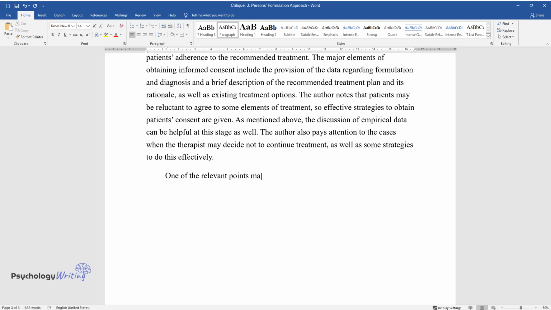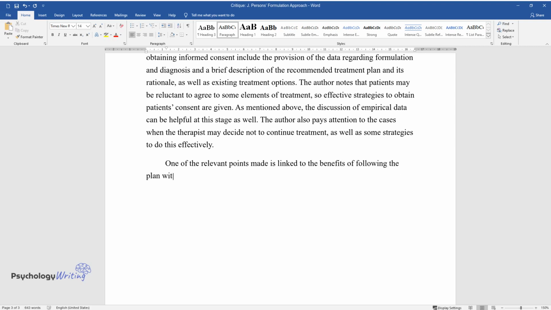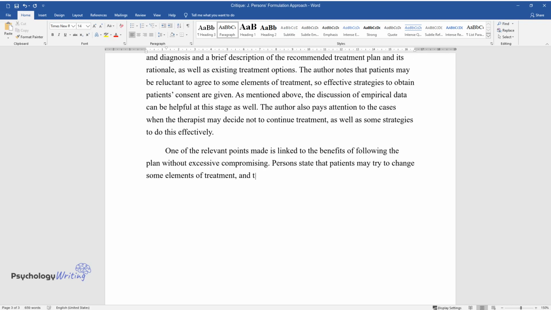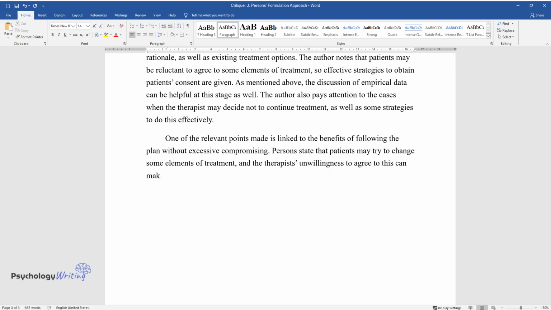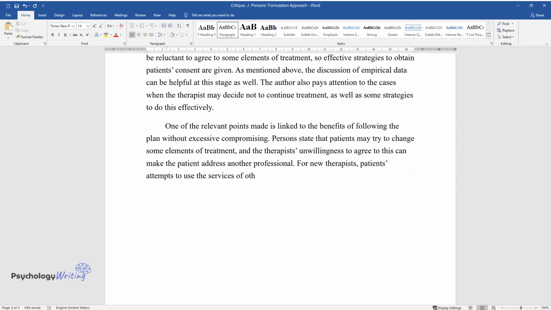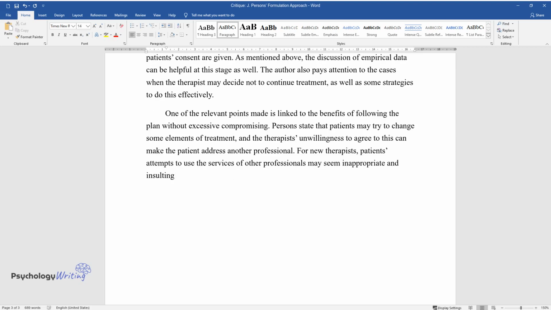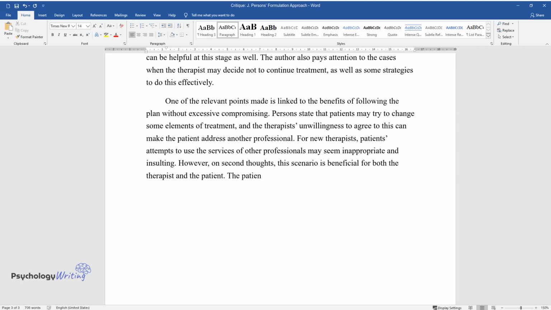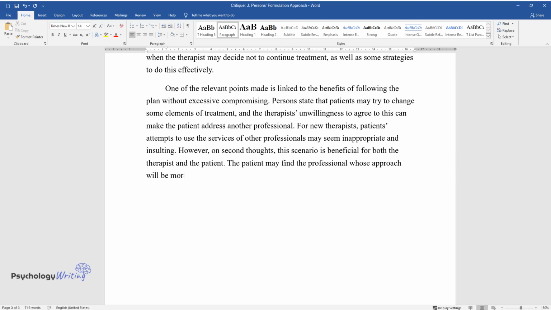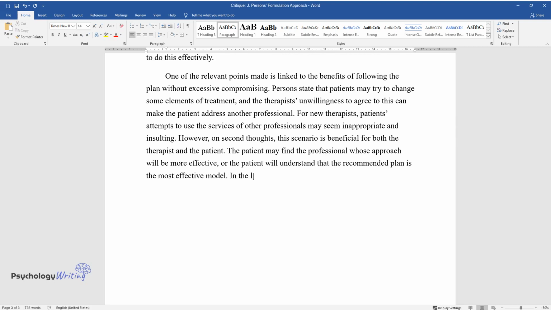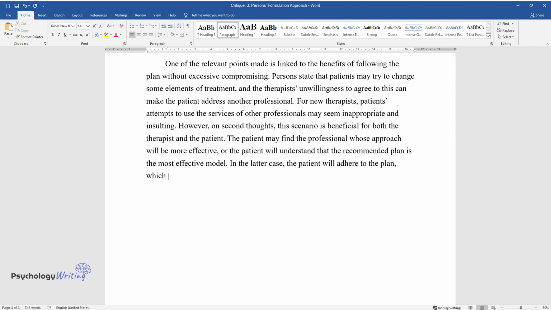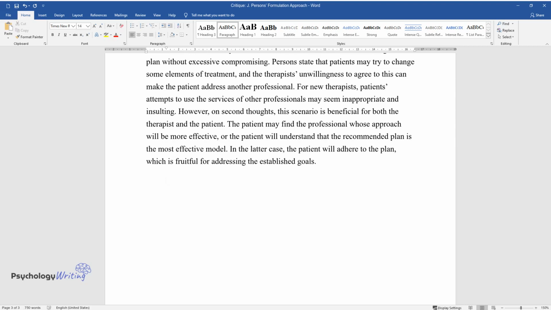One of the relevant points made is linked to the benefits of following the plan without excessive compromising. Persons state that patients may try to change some elements of treatment, and the therapist's unwillingness to agree to this can make the patient address another professional. For new therapists, patients' attempts to use the services of other professionals may seem inappropriate and insulting. However, on second thoughts, this scenario is beneficial for both the therapist and the patient. The patient may find the professional whose approach will be more effective, or the patient will understand that the recommended plan is the most effective model. In the latter case, the patient will adhere to the plan, which is fruitful for addressing the established goals.